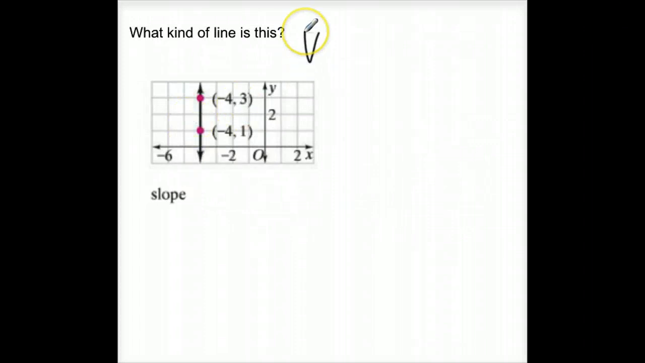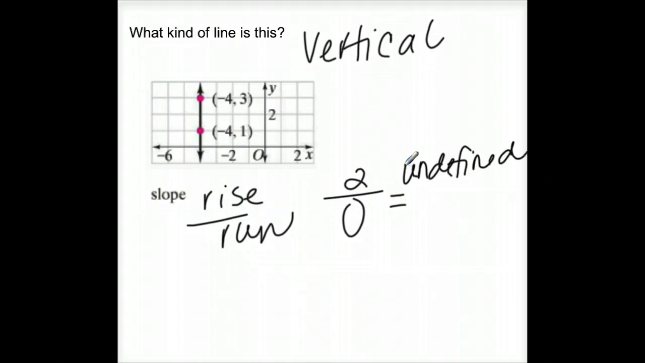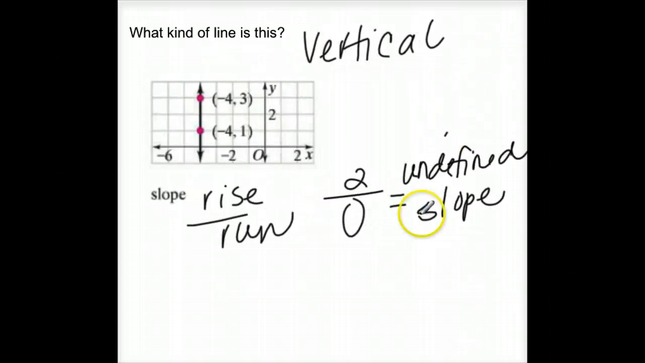However, this is a vertical line. Let's see the slope. We want to find the rise over the run. So I'm going to start with this point here. To get to the other point, I rise 1, 2. And to run, I don't have to go over any because I'm on the same line. So 0. When you have something like this, 0 on the denominator, that's an impossible answer. So we actually say that a vertical line has an undefined slope. So horizontal lines, 0 slope. Vertical lines, undefined slope.